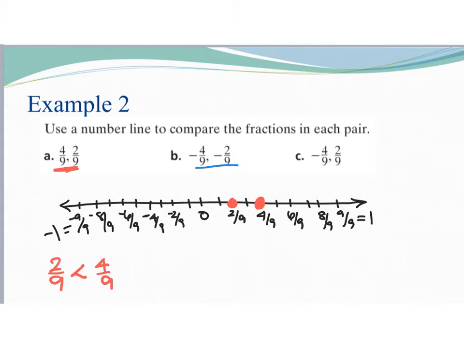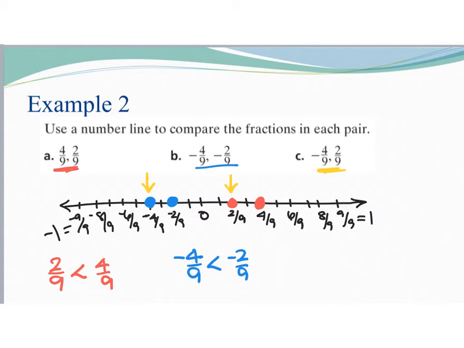For part B, I'm going to do the same thing. I have a -4/9 and a -2/9. So -4/9 falls right here, -2/9 falls right there. So I can see that -4/9 is farther to the left, or is less than -2/9. And likewise, if I look at a -4/9 and a +2/9, here is a -4/9, here is a +2/9.